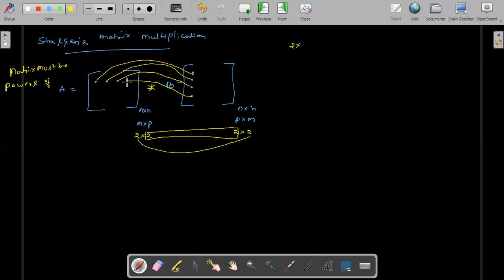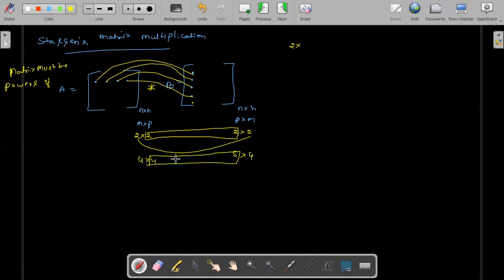So this is 4. Again, I will make it 5. So up to 4 we will go, what about this one? For example, you take 4 cross 4. 4 cross 4 is there. But here the number of rows is 5. 5 cross 4. Now these two are not able to match.